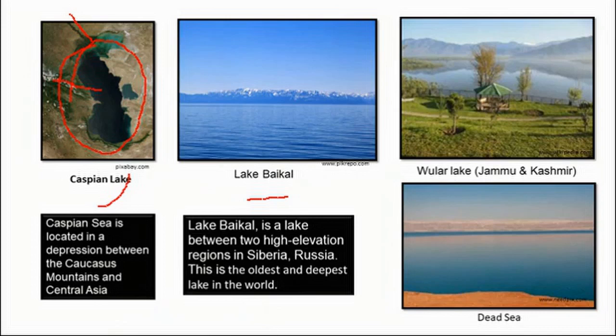The second is Baikal Lake, or Lake Baikal. It is a rift lake located in southern Siberia. Lake Baikal is the largest freshwater lake in the world and the world's deepest lake. So it is a Rift Valley lake.